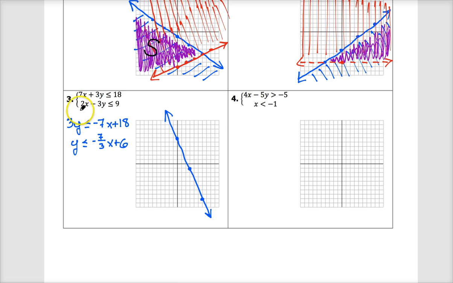Second inequality, I need to subtract 2x from both sides, so I get negative 3y is less than or equal to negative 2x plus 9. Divide everything by negative 3, so I get y is greater than or equal to 2/3 x minus 3. And I'll also connect these with a solid line.